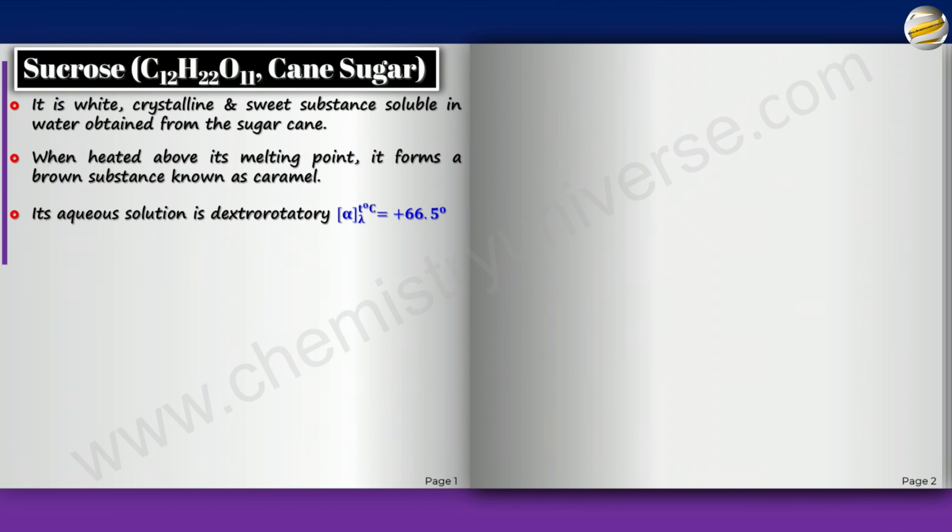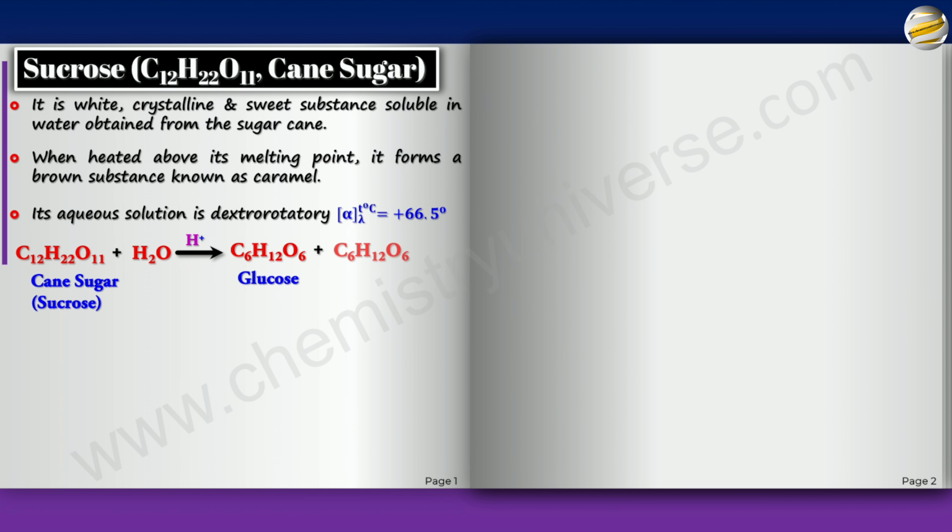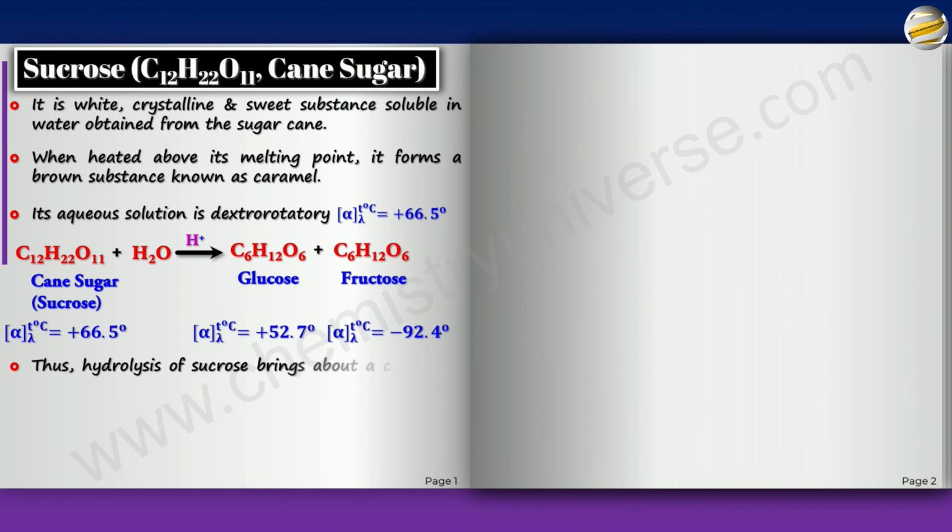And when you do the hydrolysis of this, it tells you what it is made up of. In acidic medium, we do the hydrolysis. Remember, in acidic medium, both the hemiacetal and the ketal rings, the acetal rings, they all open up, and it gives you glucose and fructose. That means it is made up of glucose and fructose. The specific rotation of sucrose, as we know, is 66.5. Glucose is +52.7 and fructose is -92.4. So hydrolysis of sucrose brings about a change in the sign of rotation from dextro to levo.